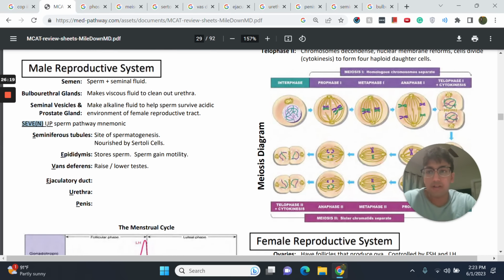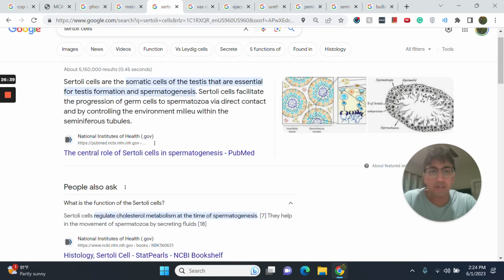Now it's a little bit easier to understand the sperm if you remember this pathway. So it's 7 up, but the N is silent, so it's just SEVE up. And the S is for seminiferous tubules. This is where spermatogenesis, or the formation of sperm cells, first happens. Sertoli cells are responsible for spermatogenesis. Sertoli cells are somatic cells, so they're diploid, and they're essential for testes formation as well as spermatogenesis.